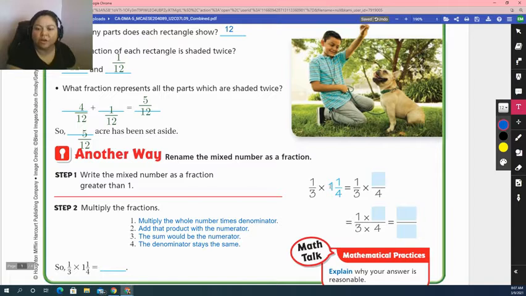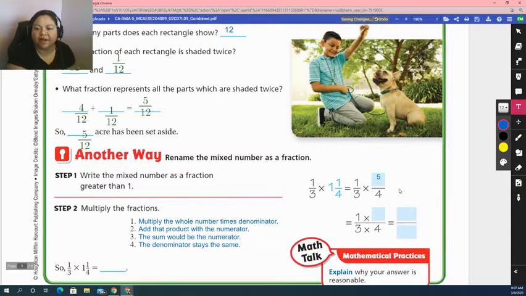So in this case, 1 times 4 equals 4. Add 1, that's 5. So our numerator is 5, and the denominator stays the same. So now what I'm doing is multiplying 1/3 times 5/4. And we follow the same steps to multiply fractions, where we multiply the numerator times the numerator, denominator times the denominator.